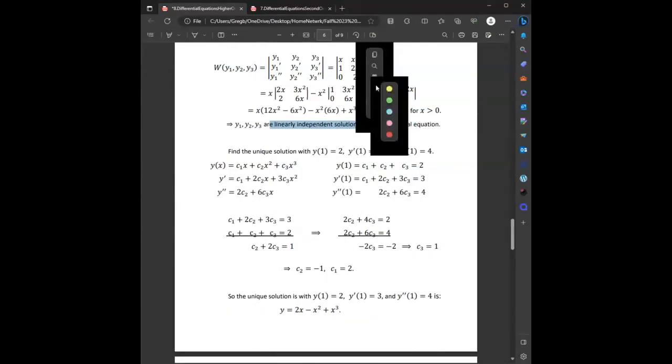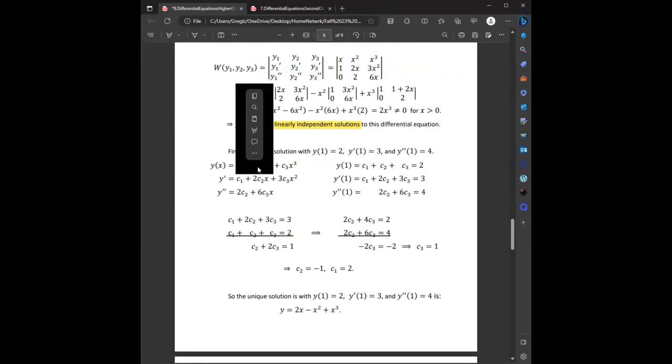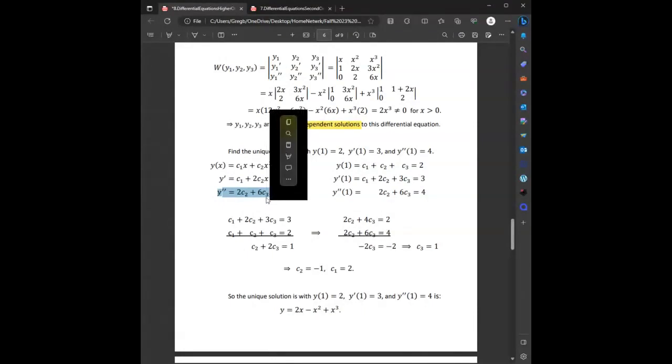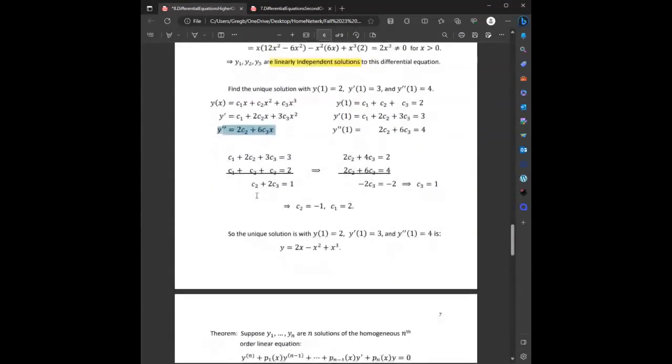But that's not it. We need to find a particular solution this time. So what we can do here is basically sum up these three functions to get a general function y of x. And so we can basically just put constants in front.